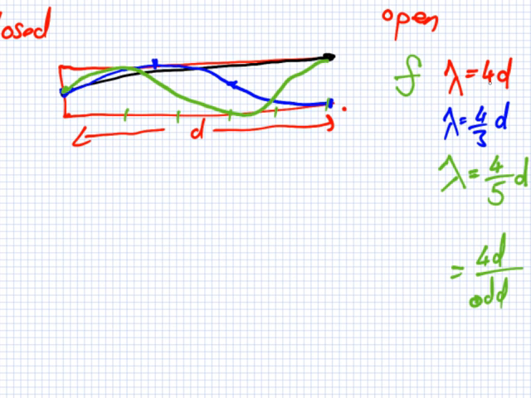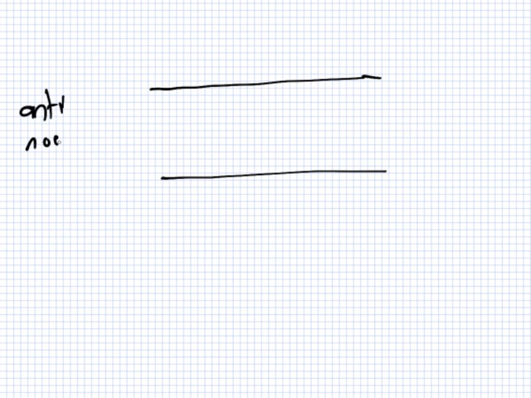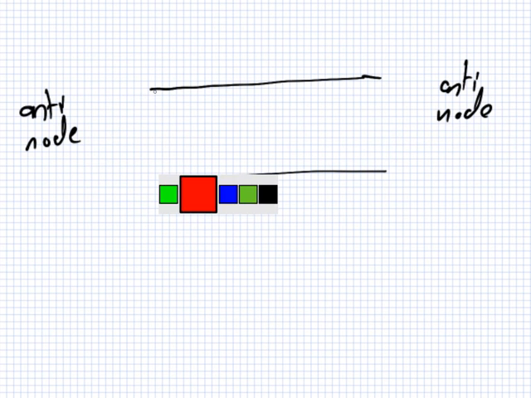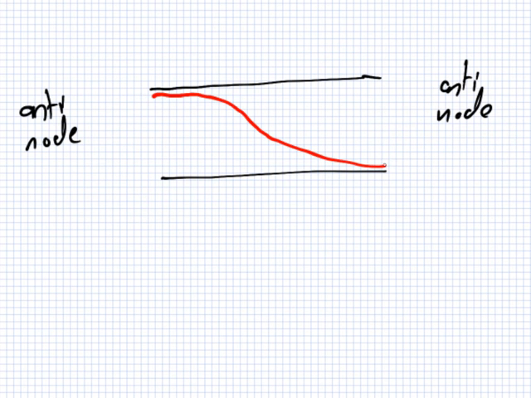Okay. Well, we have a look at the next one, which is open at both ends. So what do you have at each end, a node or an antinode if it's open? Must be an antinode, and here must be an antinode. So let's draw the biggest wave that has an antinode at each end. The biggest wave I can draw would be this one, and it's vibrating up and down.